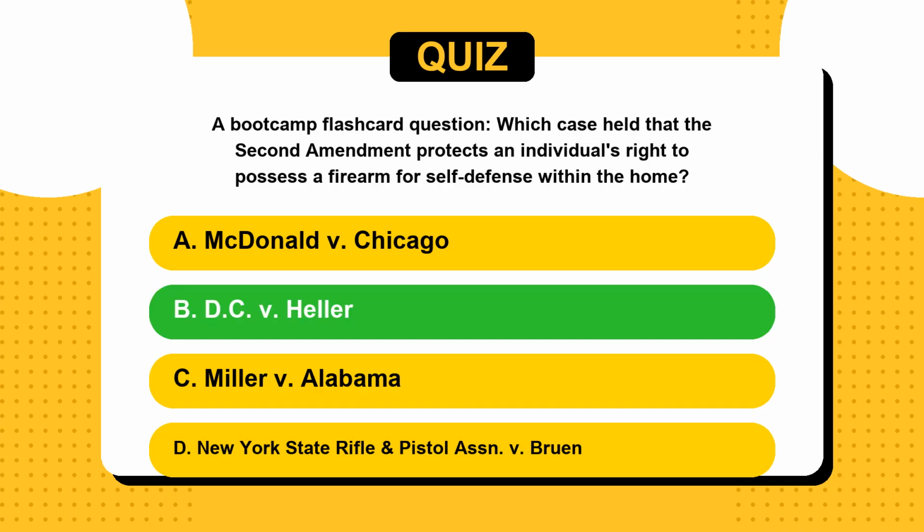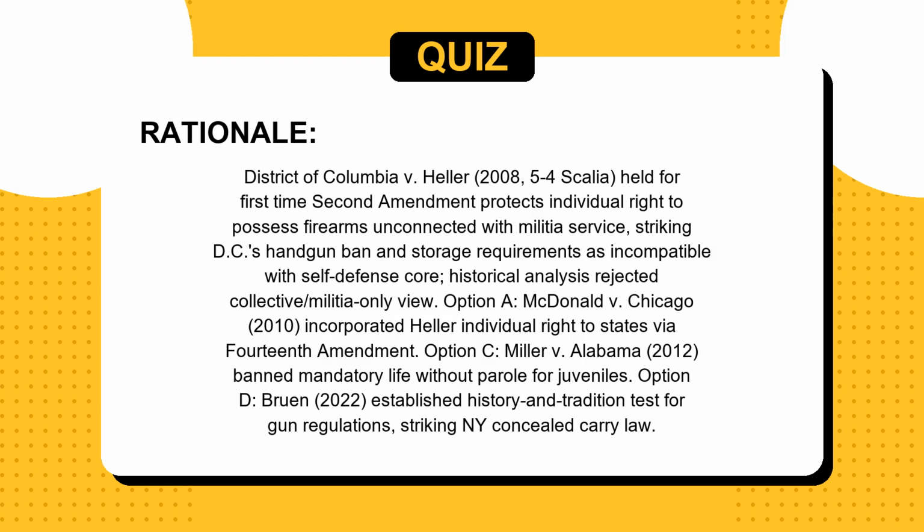The answer is B. District of Columbia v. Heller, 2008, 5-4 Scalia, held for first time Second Amendment protects individual right to possess firearms unconnected with militia service, striking DC's handgun ban and storage requirements as incompatible with self-defense core. Historical analysis rejected collective/militia-only view.